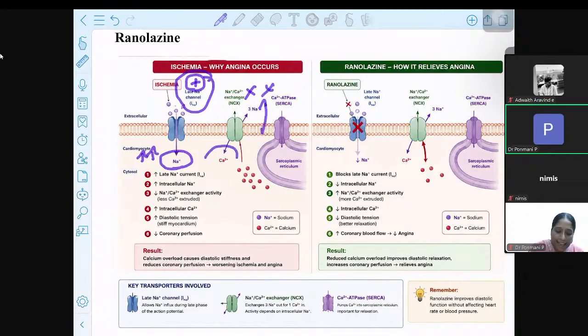And hence calcium will remain in. Since more calcium is there, what happens? This causes stiffening of the myocardium, and there is going to be diastolic tension which is going to happen.